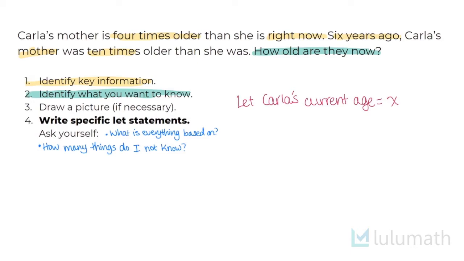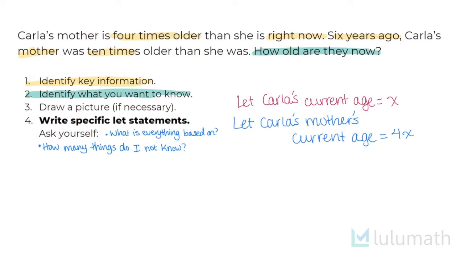Well, if Carla's current age is X, we can use that information to write out a let statement for Carla's mother's current age. And we know that she's 4 times older than Carla is right now. And if we don't know what Carla's age is, but we call it X, then we can say that her mother's current age is 4 times as much. So we can say it is 4X.